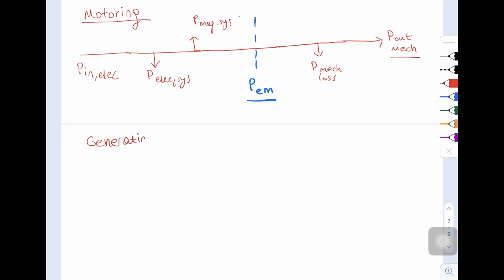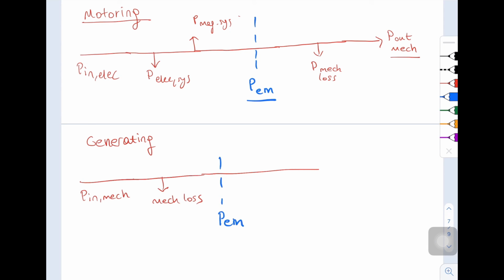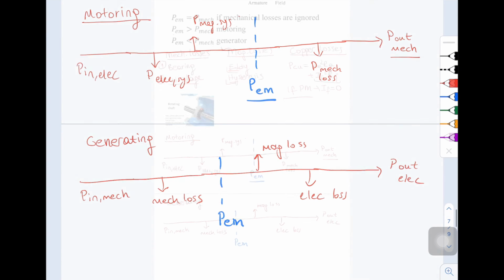However, in the generating process, we will convert the mechanical input power to the electrical output power, so we will first have the mechanical input power, and then we will have mechanical losses, and we will reach the electromagnetic power. Hence we will have magnetic losses, and after we have magnetic and electrical losses, eventually we will reach the electrical output power.